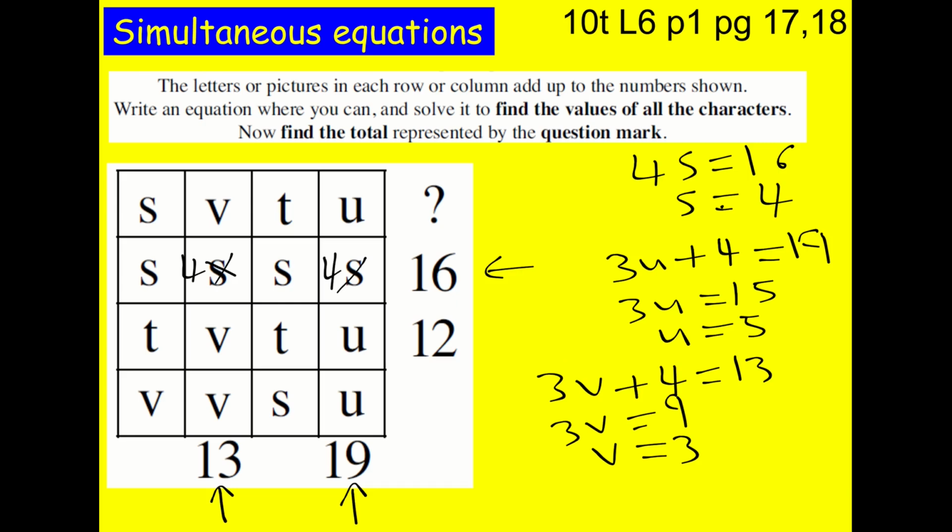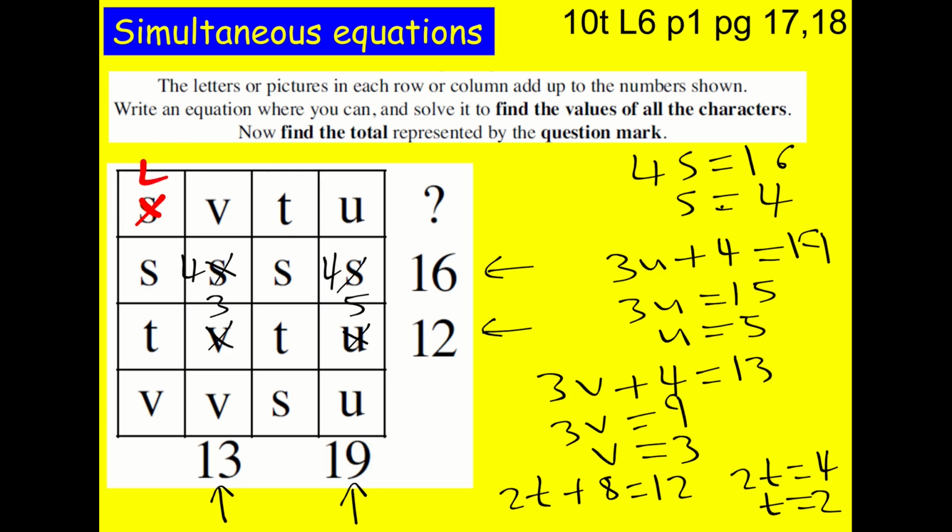Okay, I've got one more. I've not yet dealt with this row here. I can replace my v by 3. I can replace my u by 5. And then I've got that 2t plus 8 is equal to 12. That means 2t is 4 and t is equal to 2. And I've got all my values, so instead of s, I've got 4, instead of v, I've got 3, instead of t, I've got 2, instead of u, I've got 5. If I add these up, 7, 8, 9, the answer we were looking for is 14. Well done if you got that.